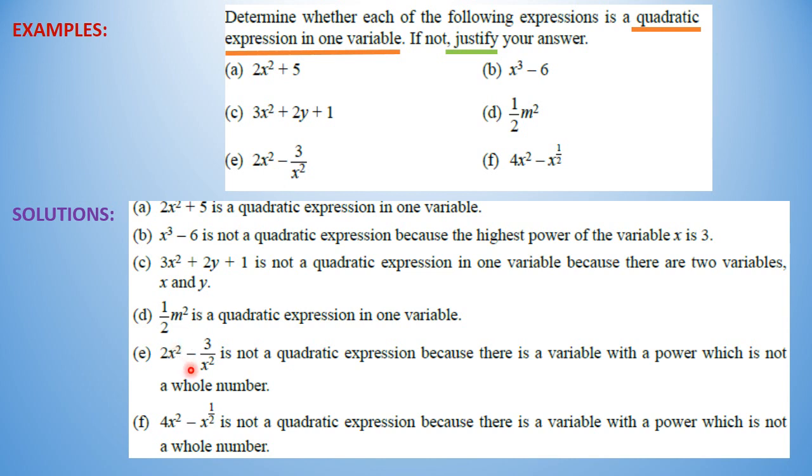E, 2x squared minus 3 over x squared. 2x squared minus 3 over x squared is not a quadratic expression because there is a variable with a power which is not a whole number. You look at here, the highest power is 2, but here, negative 3 over x squared is also equal to negative 3x to the power of negative 2. The power here is negative 2. So the highest power for a quadratic is only 2, not negative 2. So this one is not a quadratic expression.